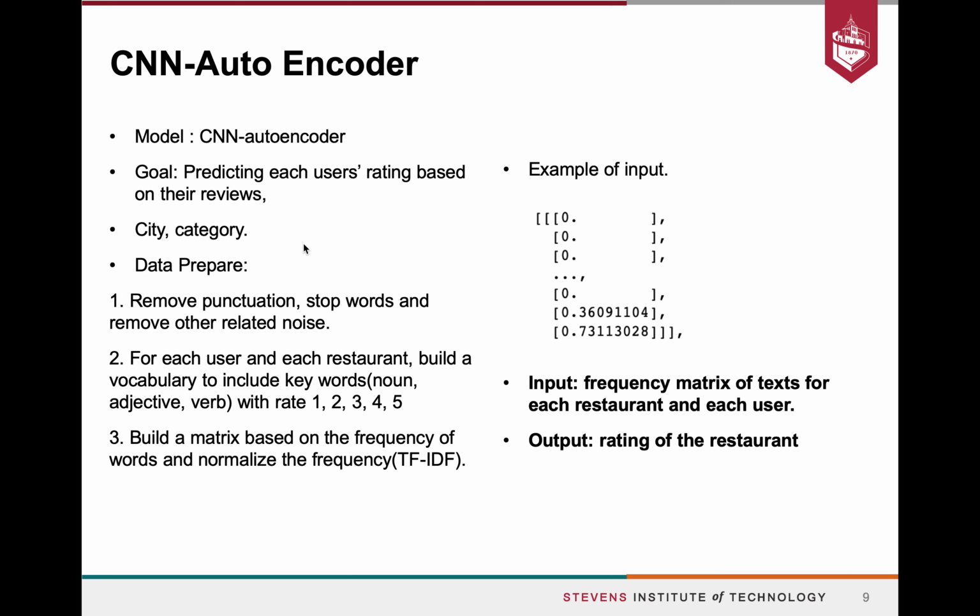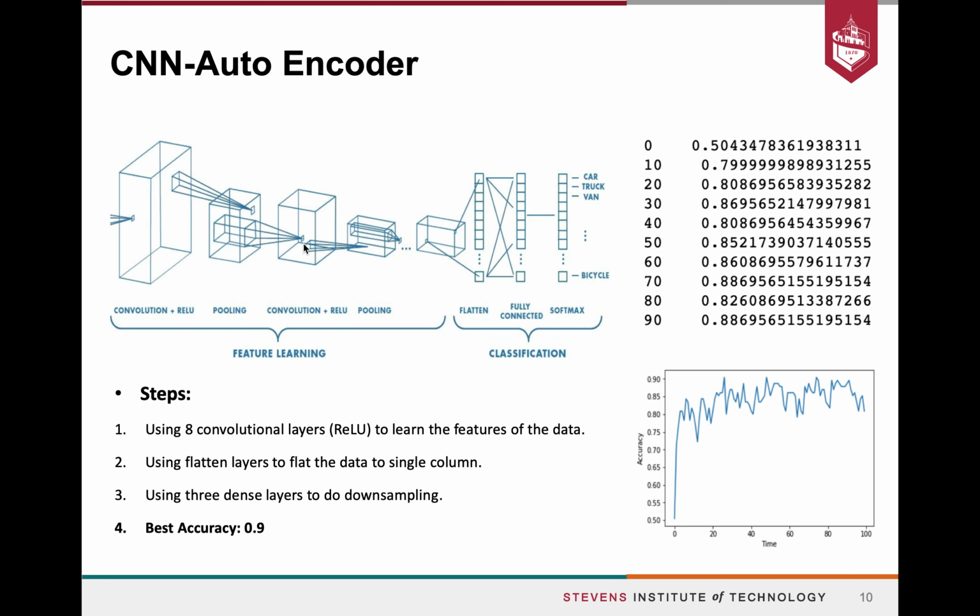So finally, our input for this model is the frequency matrix of text for each restaurant and each user, and the output is the rating of the restaurant. The main steps in our model are that at the beginning we use 8 convolutional layers to learn the features of the data. Then we use flatten layers to flatten data to a single column. Finally, we use 3 dense layers to do the downsampling. The best accuracy in our model is 0.9. The picture on the right shows the accuracy of our model. Thank you.